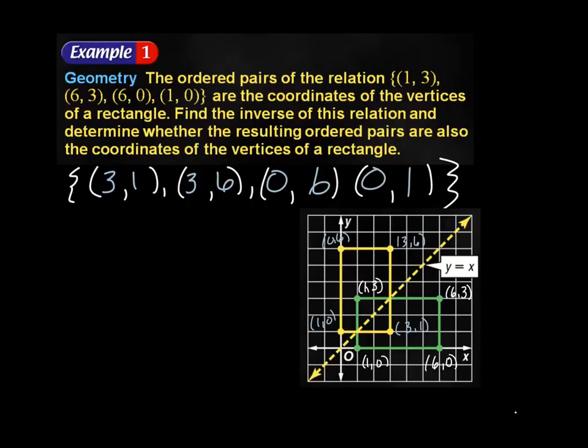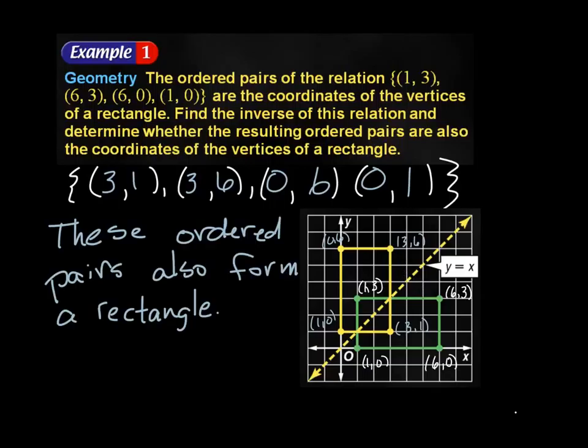And they plotted the points on a coordinate grid, and notice that when we change from our original ordered pair (1, 3) to (3, 1), it reflects over this line, which is the line y equals x. And the same is true for all of our ordered pairs. (6, 3) becomes (3, 6). So we can see that the inverse is also a rectangle, just reflected over the line y equals x.